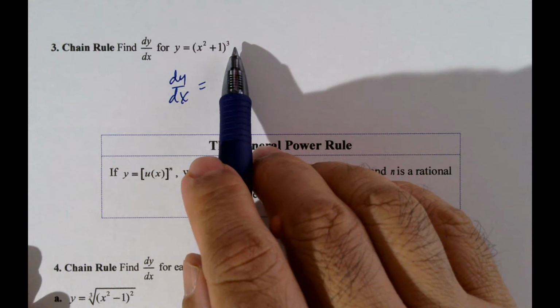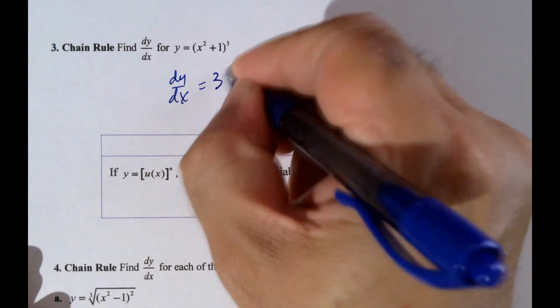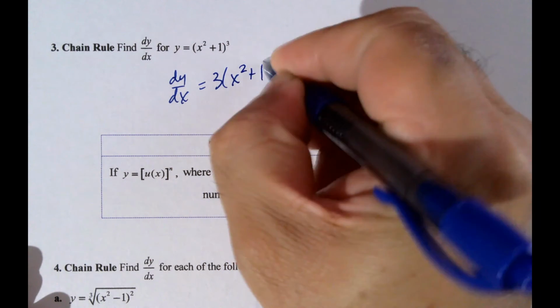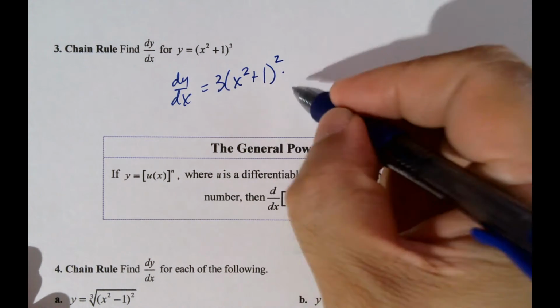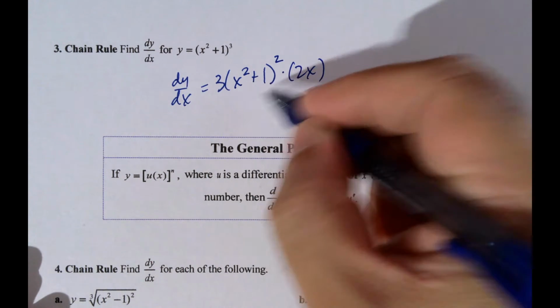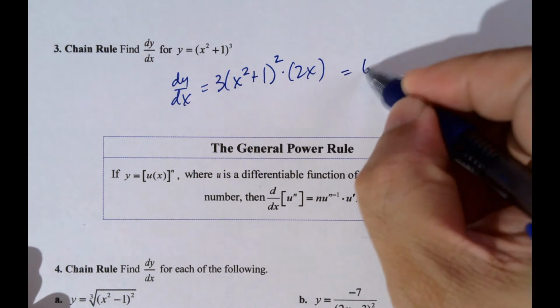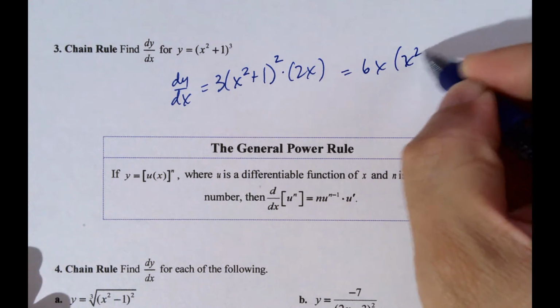You deal with the outside exponent first, so we'll bring it down, right? Power rule says bring forward the exponent, subtract 1 from the exponent. Now take the derivative of the inside, so it's 2x on the inside. Derivative of the inside is 2x, so that's 6x(x squared plus 1) squared.